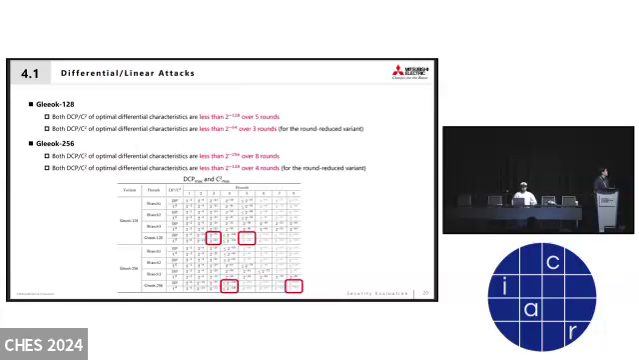Okay, so I will explain the security evaluation against several attacks. Firstly, here's about the differential and linear attacks. As you can see in this table, for Greyhawk 128, is secure at the 5. So sorry, so I can see. Yes, as you can see in this table, Greyhawk 128 and Greyhawk 256 have enough security margin against differential cryptanalysis.